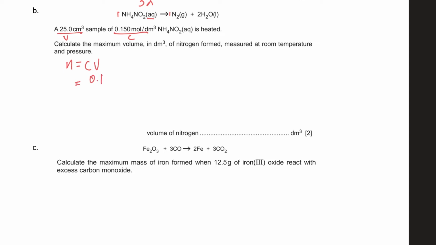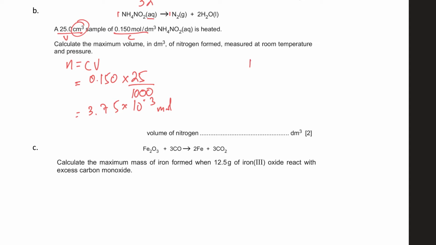So number of moles is 0.150, which is the concentration, times 25 over 1000. Notice that I'm dividing it by 1000 because I want to convert cm cube to dm cube, and when I do that, my moles come out to be 3.75 into 10 power minus 3. Now once I have that, I can use the ratio that 1 mole of this thing produces 1 mole of nitrogen. So 3.75 into 10 power minus 3 moles will produce the same amount of nitrogen gas.